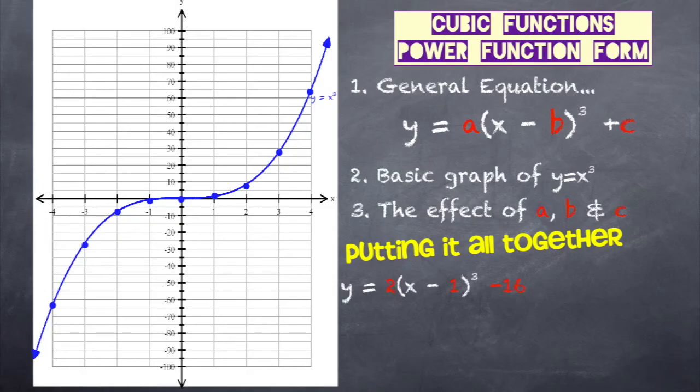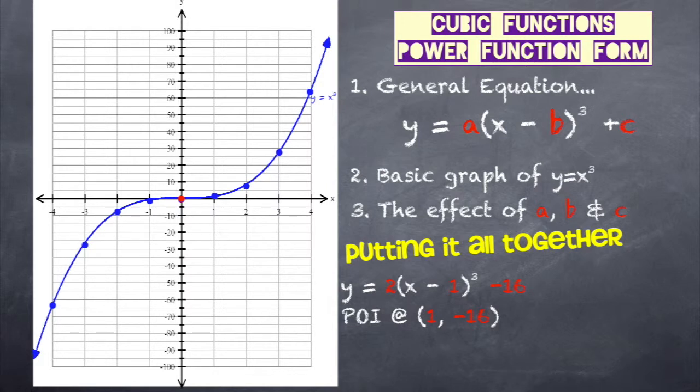As you can see in this case, I've made my a value 2, my b value 1, and my c value equal to negative 16. Now when sketching any type of graph, I recommend that you have some form of starting point. In terms of cubic functions, what I recommend you use is the point of inflection for this starting point. And this point of inflection can always be obtained from your b and your c values. So in this case, the point of inflection will be at the coordinates (1, negative 16).